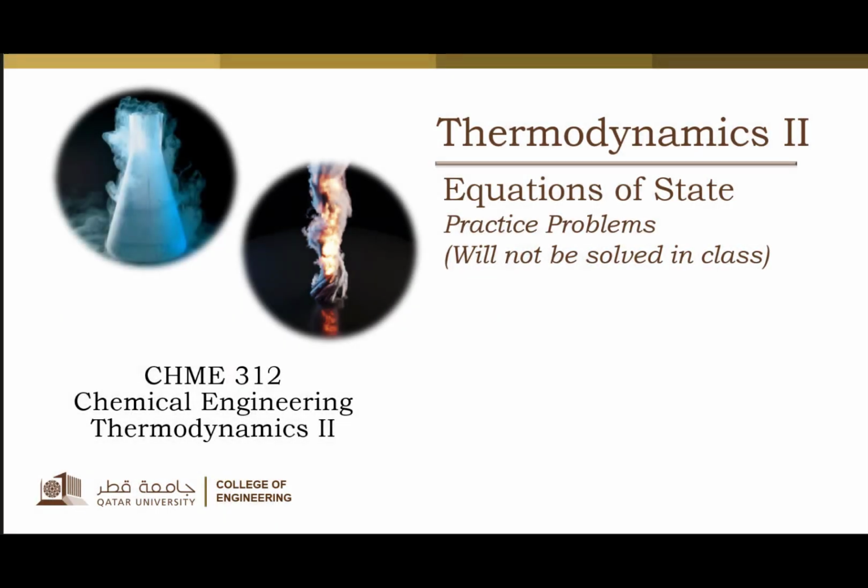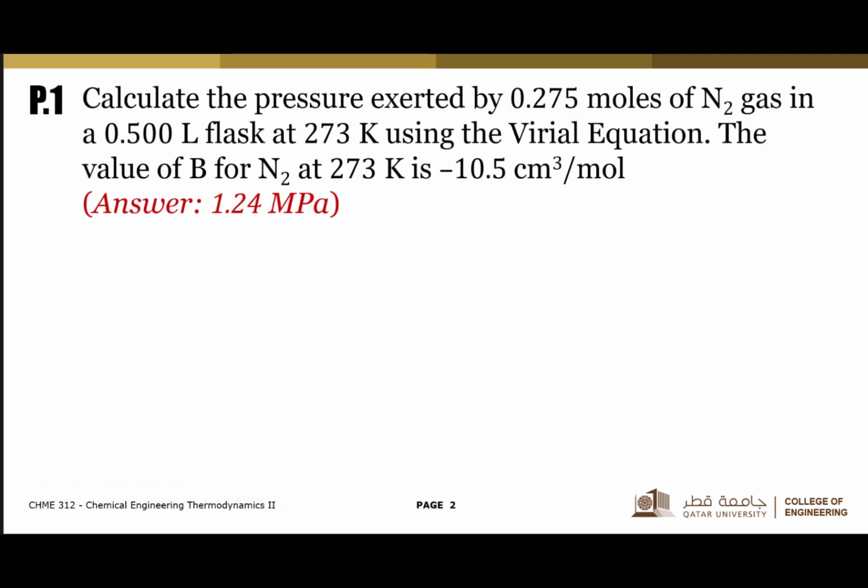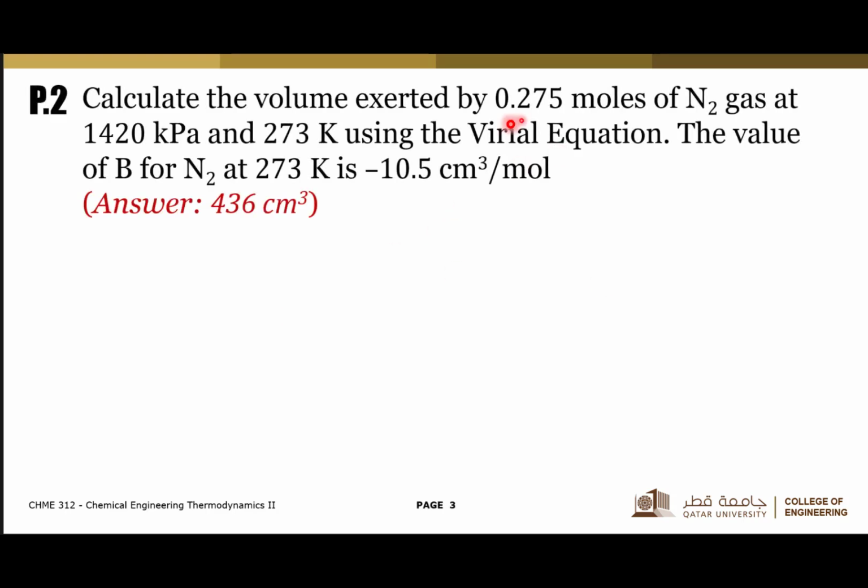All right. Because in this course we don't have homework, we don't have assignments, this is your practice for topic 1, okay? So in the first problem here, you want to calculate the pressure exerted by a certain number of moles, using the Virial equation of state, given the value of B at 273 Kelvin. So that's the second Virial coefficient. In problem 2, again, Virial equation, just different values and different givens.